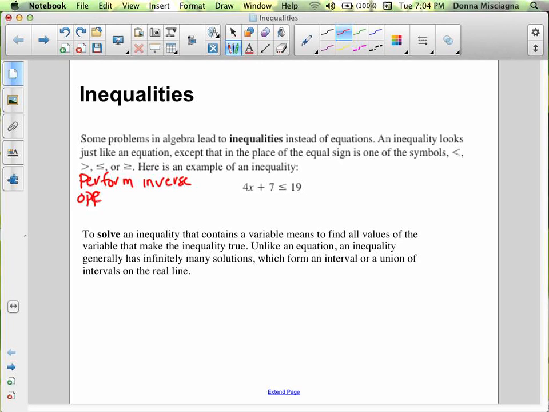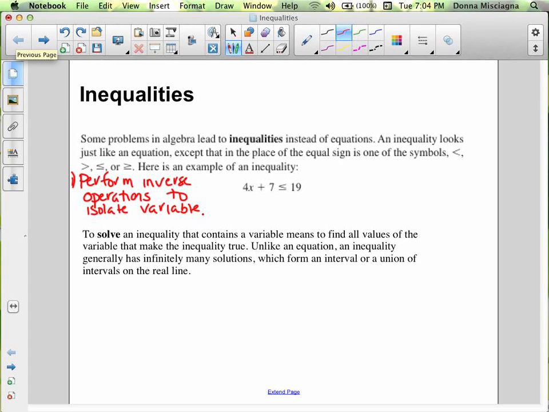Oops, too many P's in the word operations there. To isolate the variable. All right, so that would be our step 1.